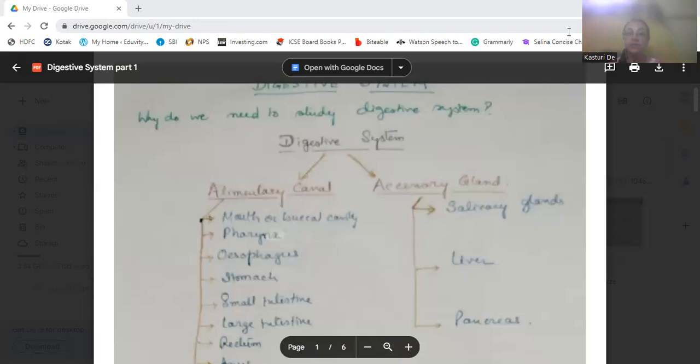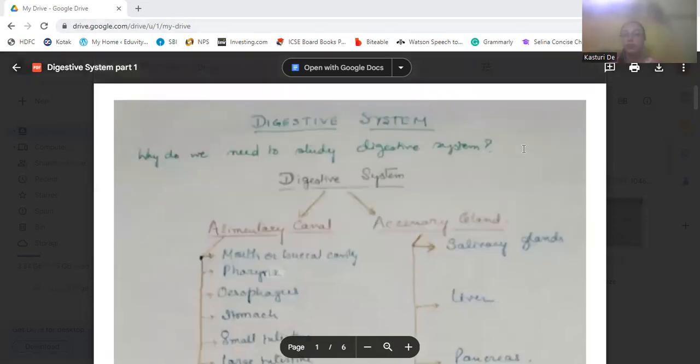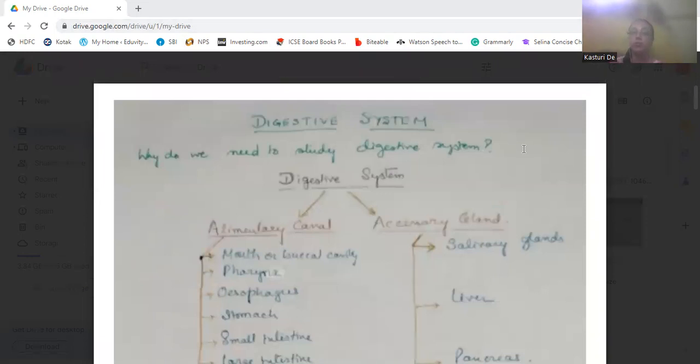Starting with the digestive system. The first and foremost question that comes to our mind is why do we need to study the digestive system? Please comment. I'll be discussing this topic, but I need your views. Why do we need to study this digestive system?